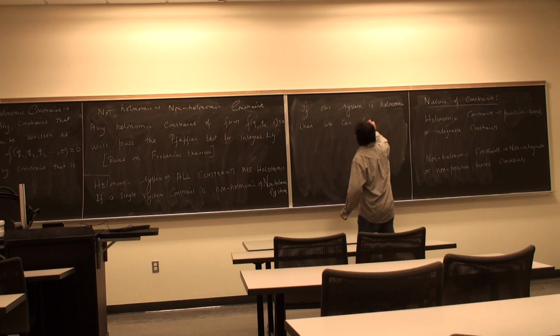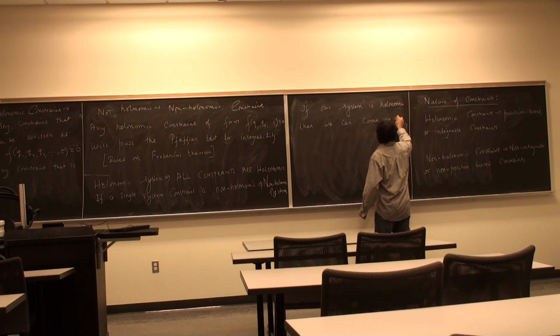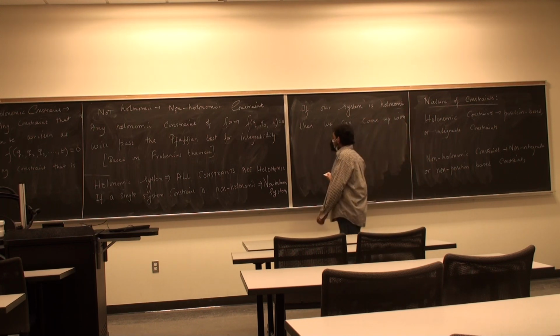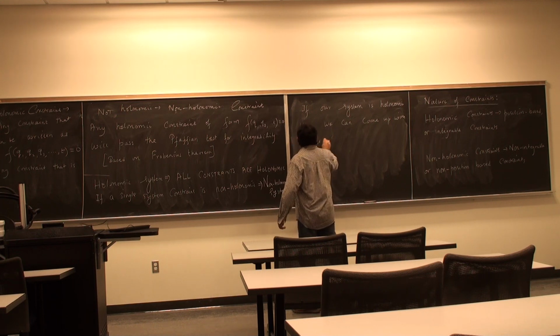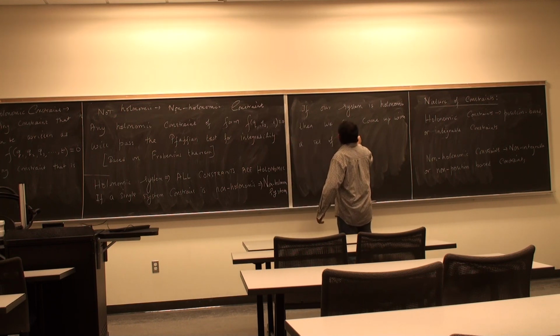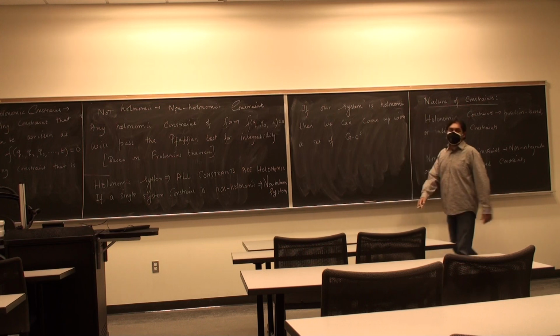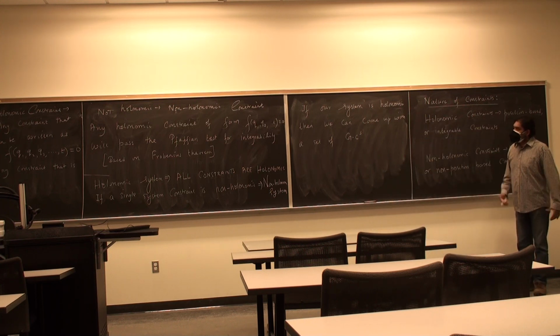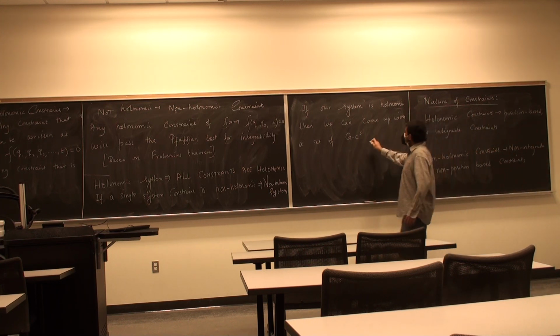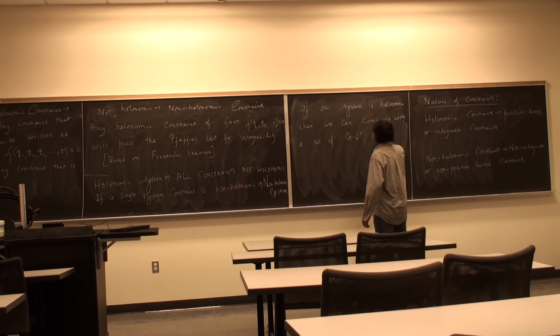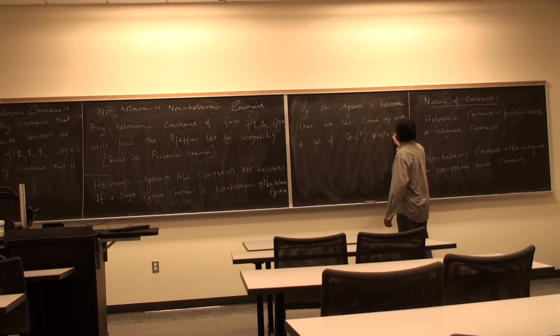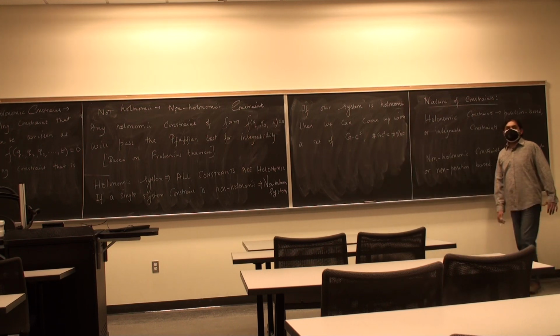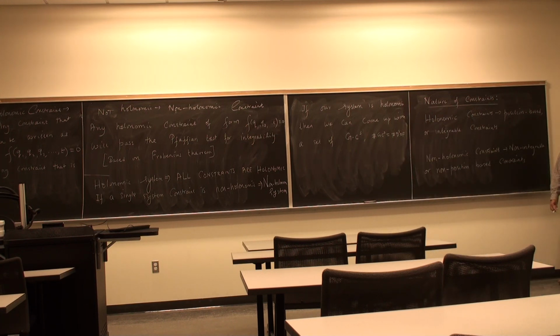We can come up with a set of generalized coordinates, where the number of generalized coordinates is equal to the number of degrees of freedom, and this is what you have been seeing in this class so far.